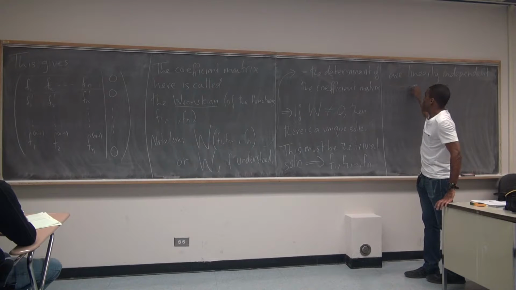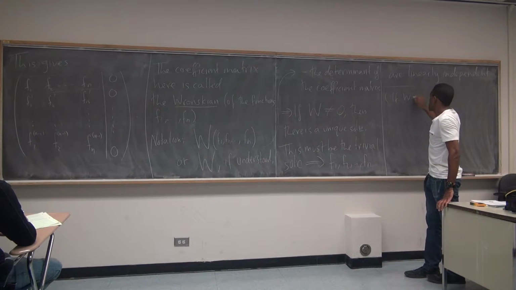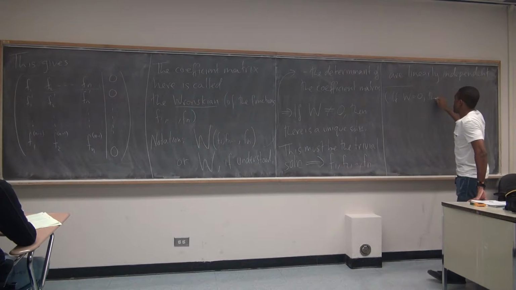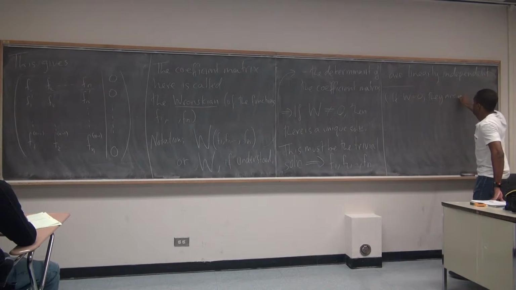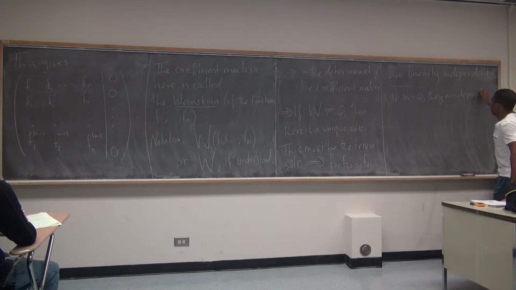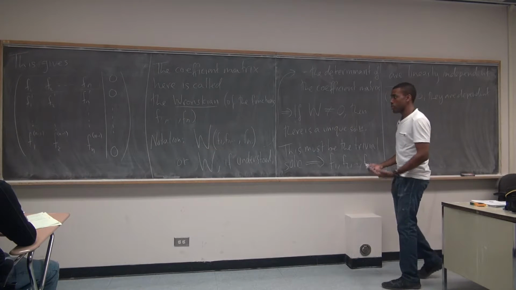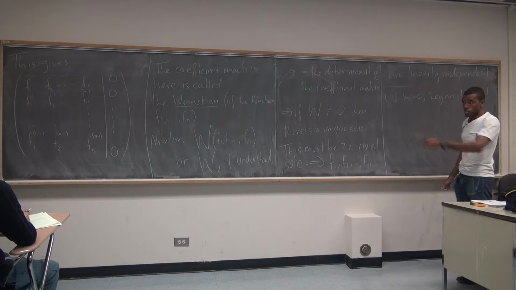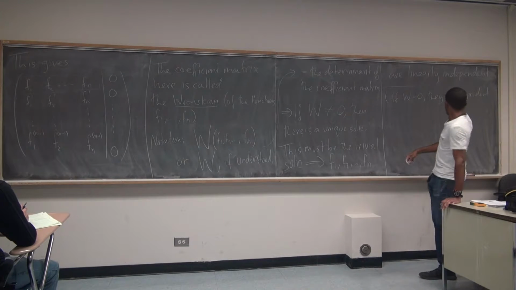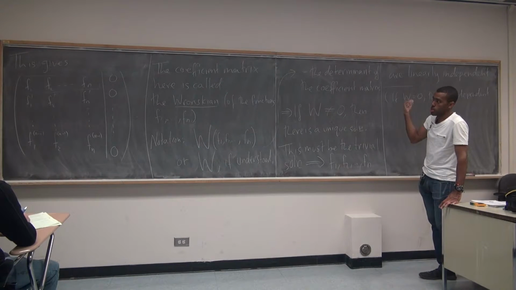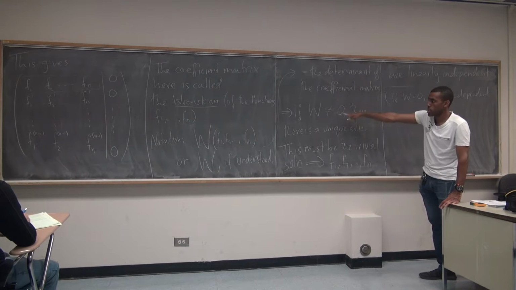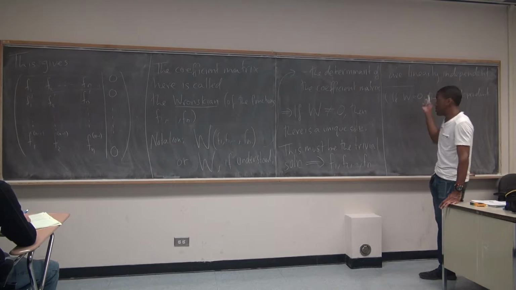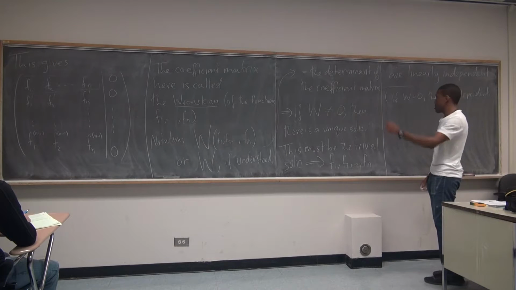Obviously this means if W is non-zero they are independent, and if W is 0, they are dependent. Because we know a solution exists, the only other option would be an infinite number of solutions. So this system is always consistent, but it's just a question of whether it has one solution or infinitely many. If the determinant is non-zero, it will have one. If the determinant is 0, it has infinitely many because it's a homogeneous system.